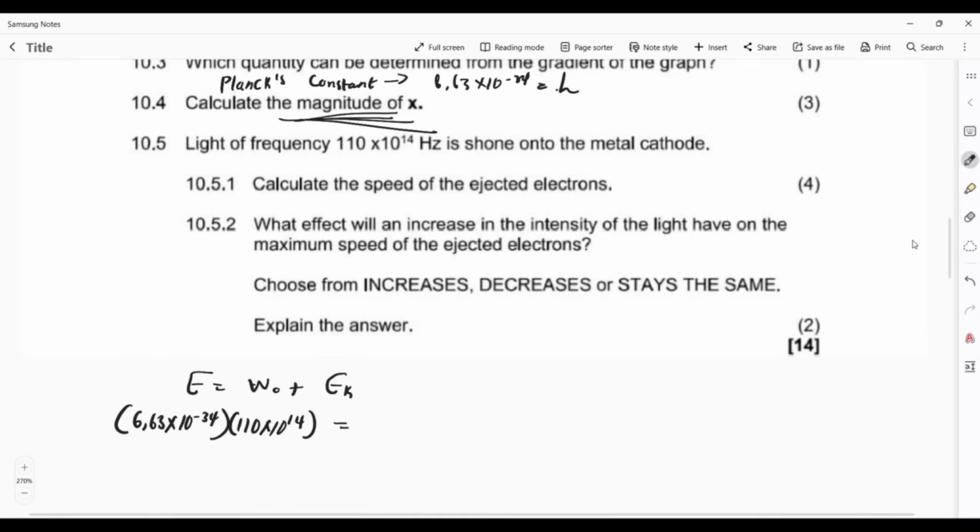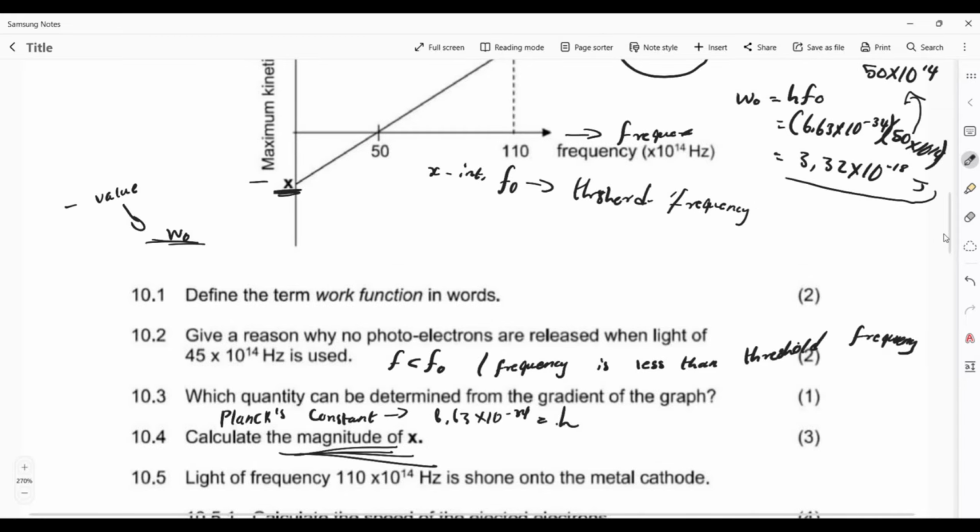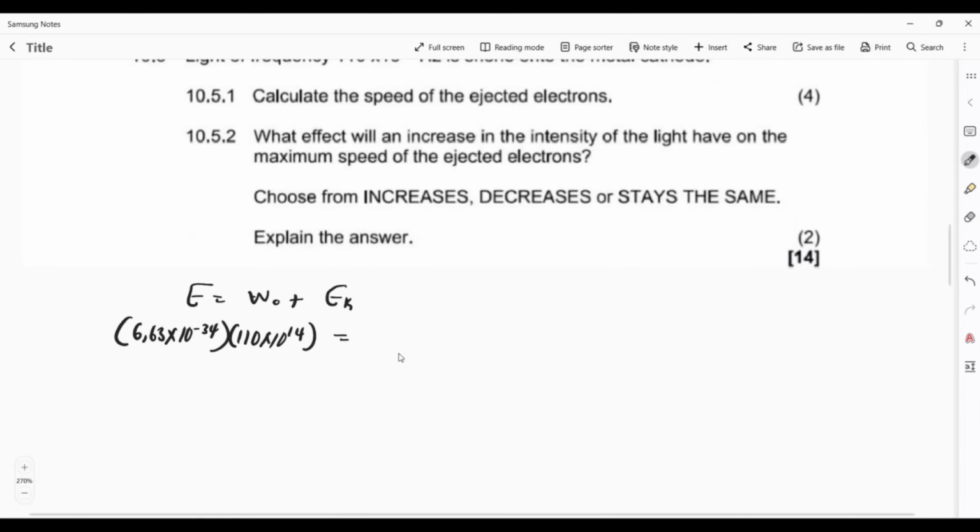Then what is the work function? The work function we just calculated above, 3.32 times 10 to the power negative 18. That is your work function over there. Plus, what is it that you're looking for? You're looking for the speed, of which you're going to say 1 over 2, 9.11 times 10 to the power negative 31 multiplied by v squared. So what you can do, you can multiply this and then subtract that one on your calculator. And then you will tell me the answer.